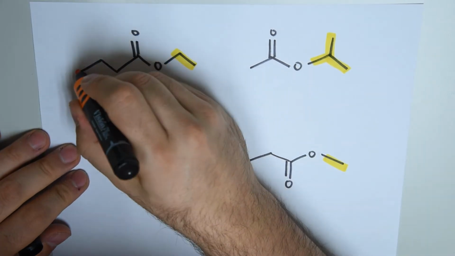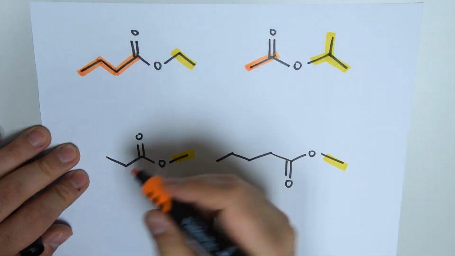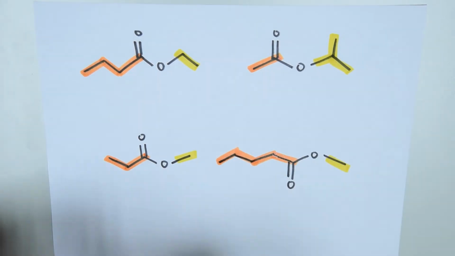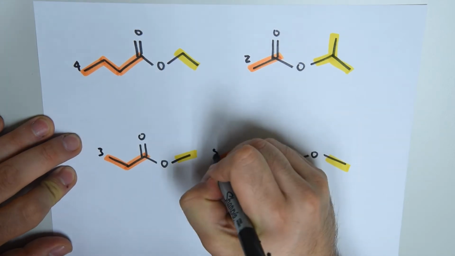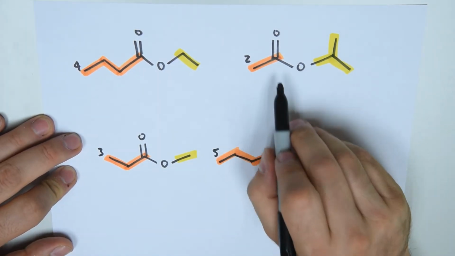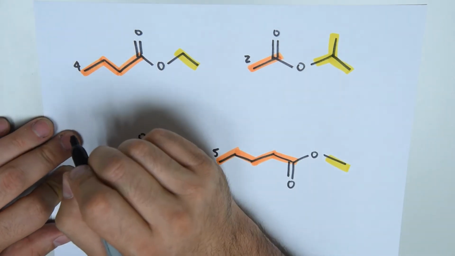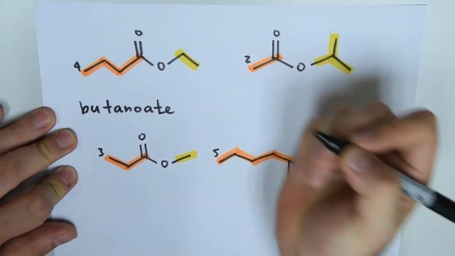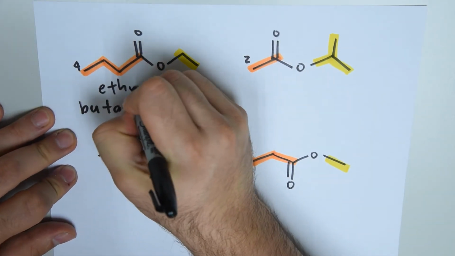So here we have 1, 2, 3, 4. Here we have 1, 2, and 1, 2, 3, and here we have 1, 2, 3, 4, 5. So, just to remember, I'm going to draw little numbers right here: 4, 2, 3, 5. So, the carbon side is always the last name of the molecule. So here we have butane, but it's not butane, it's butanoate. Butanoate. And then what's attached on the oxygen side? 2 carbons, it's an alkyl group, ethyl butanoate.